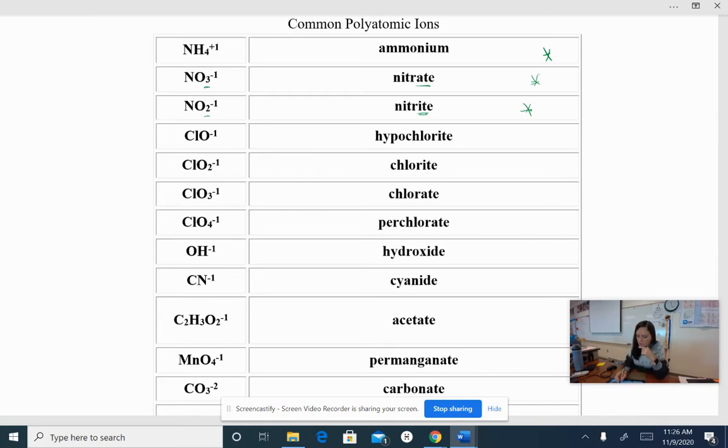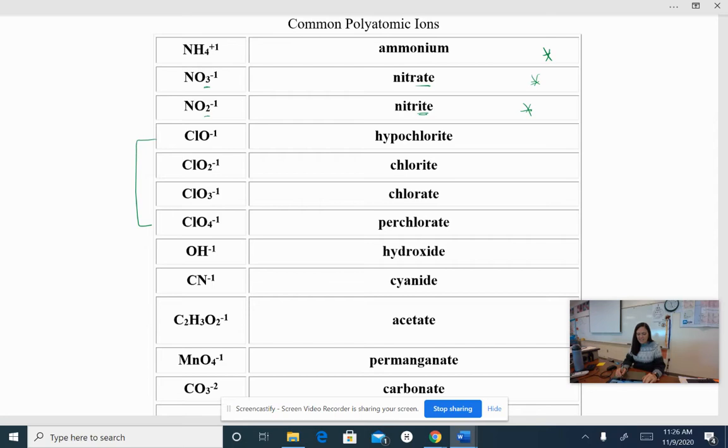Okay, hypochlorite, ClO -1, chlorite, ClO2 -1, chlorate, ClO3, and perchlorate. So this basically tells us how many oxygens are on. Hypo means the smallest amount, chlorite means the next, chlorate means one more, and perchlorate means completely filled with oxygen.